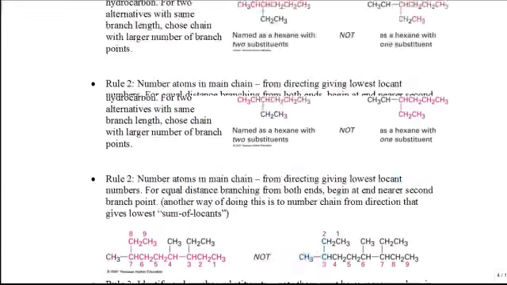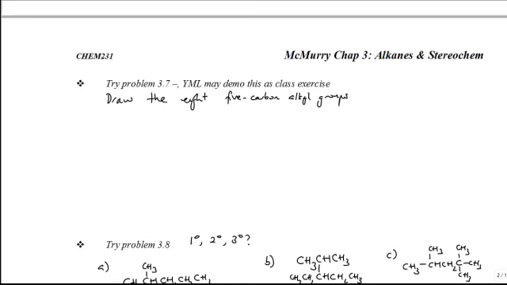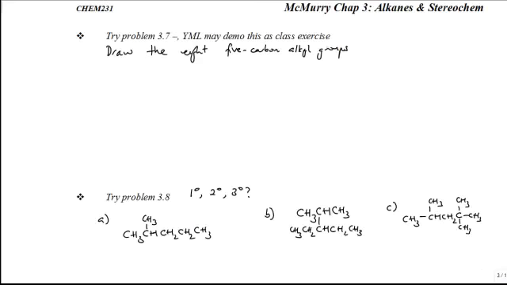This is the nomenclature. Okay. I think you'll be fine, you know, draw the eight, five carbon alkyl groups. Yeah, I think you'll be fine on these, after we looked at alkyl groups, etc.